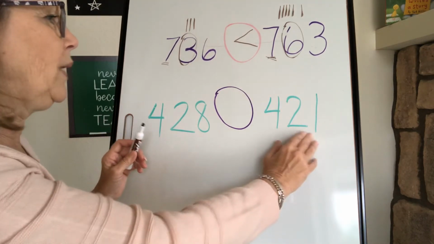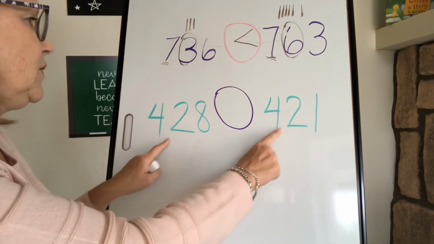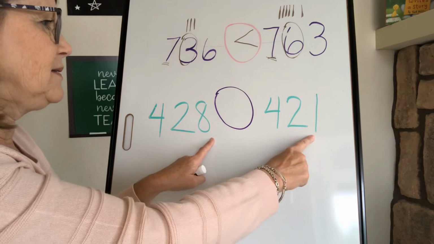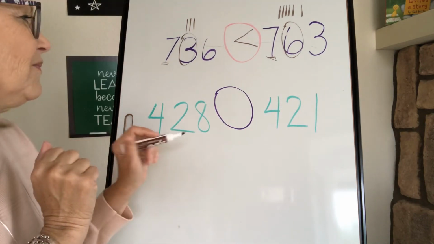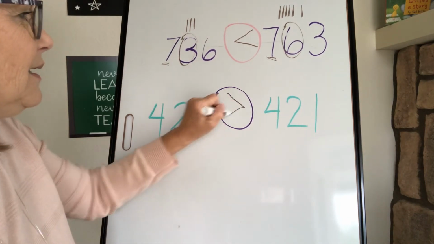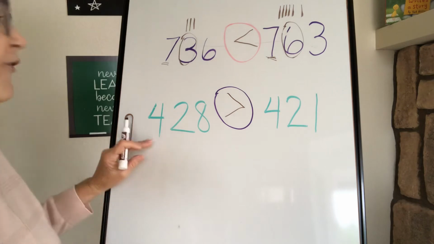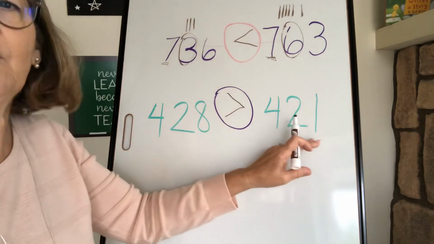All right, let's do one more together, friends. 428, 421. I want you to think about it. Look at the hundreds, look at the tens, look at the ones. Which way would your sign go? The same, the same. This is greater than. Excellent. Read it with me. 428 is greater than 421.